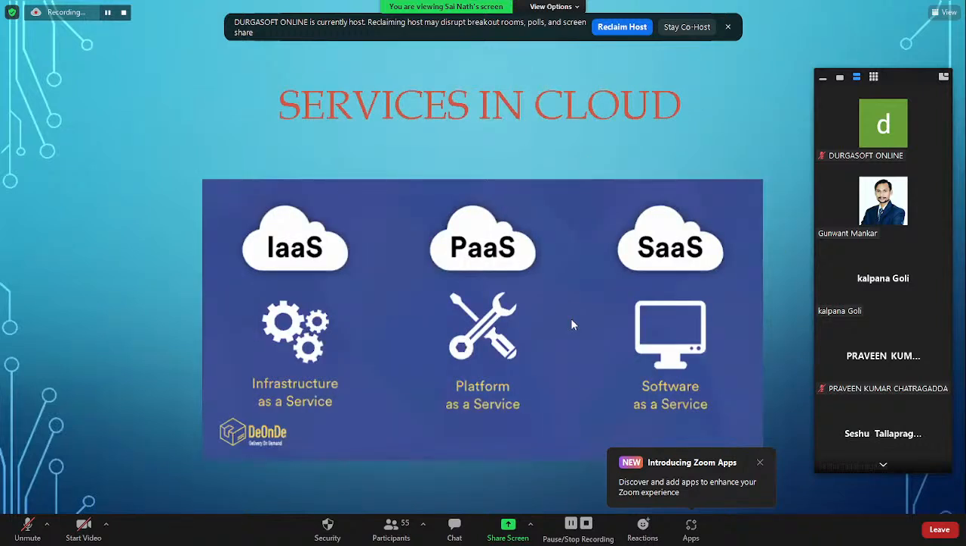Tell me, what kind of services does the vendor company provide? Three types. What is the first one? Infrastructure as a service. Platform as a service. Software as a service. I hope all of you understand this. Yes, sir.